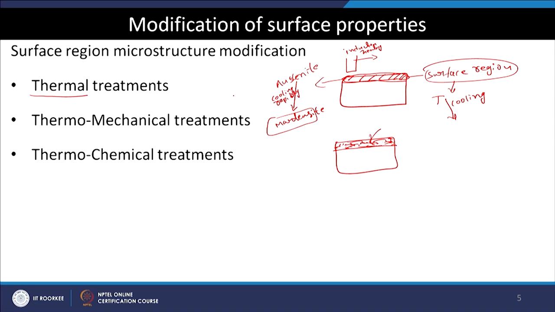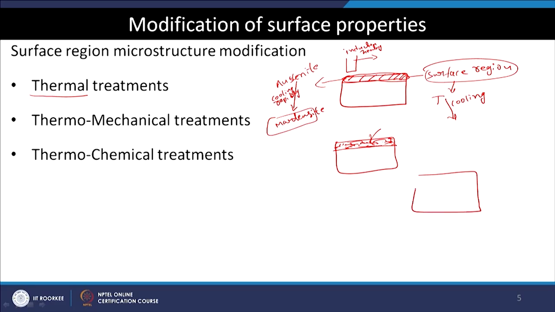The third possibility is the thermo-chemical treatments. So, what we want to do is use thermal energy, that means change the temperature via heating and cooling of the surface region, and at the same time also change the composition of the material at the surface. So, if we have such a sample and this is the surface, I have this region whose chemistry I want to change in such a way that upon heating and cooling it leads to improved properties.